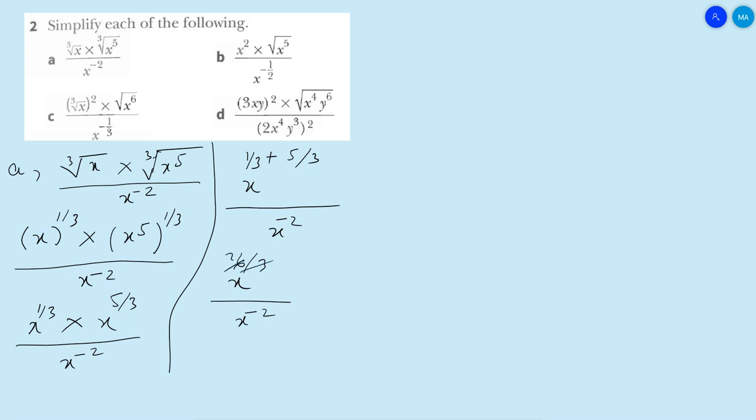3 2s are 6, so x^2 upon x^(-2). Move this minus 2 to the above side to make the numerator. It will be 2 plus 2. So the final answer is x to the power 2 plus 2, which is x^4. Hope you understand. Now come to part B.